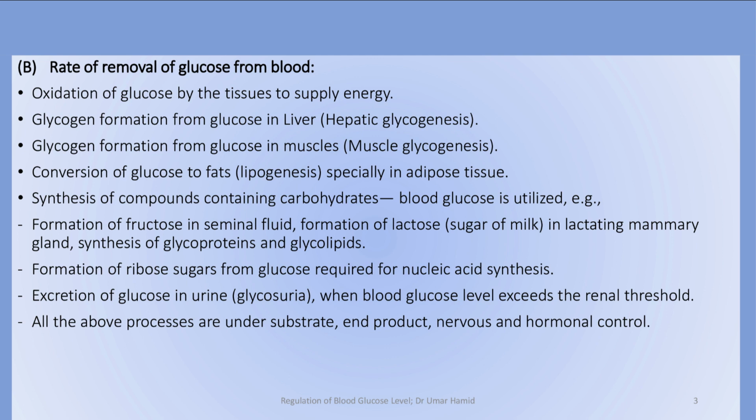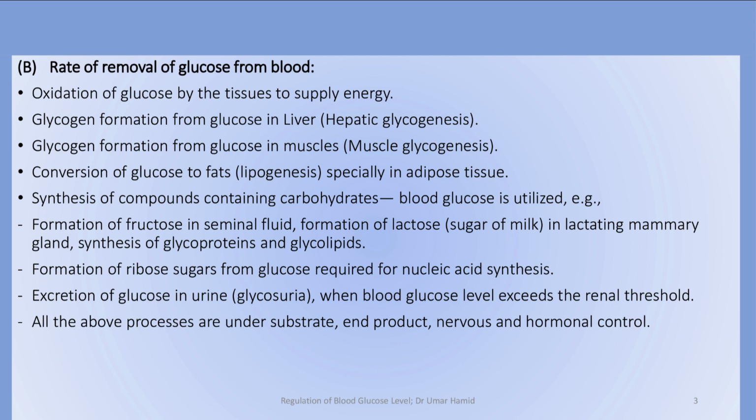Rate of removal of glucose from blood. Oxidation of glucose by the tissues to supply energy, that is glycolysis. Glycolysis is basically the oxidation or conversion of glucose to pyruvate and lactate to produce energy in the form of ATP. Glycogen formation from glucose in liver, that is, hepatic glycogenesis. Glycogen formation from glucose in muscles, that is, muscle glycogenesis.